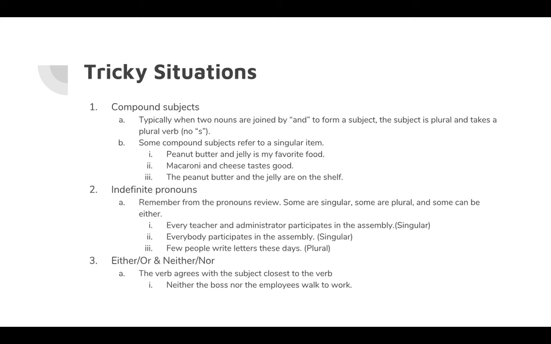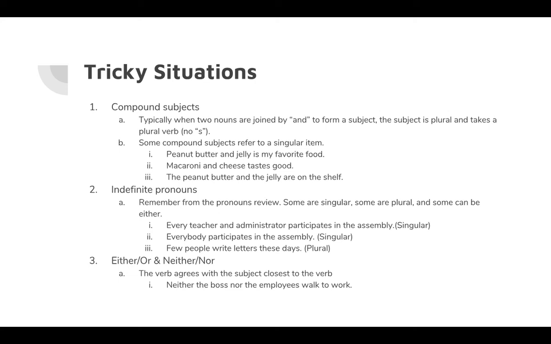But remember from the pronoun review, indefinite pronouns, some are always singular, some are always plural, and some can be either. So every and everybody, those are always singular. So if every teacher and administrator participates, everybody participates. Notice that this is a verb with an S. It's a singular verb for a singular pronoun because every and everybody are always singular. Few, on the other hand, is plural. Few people write. Notice it's not few people writes. It's few people write letters.